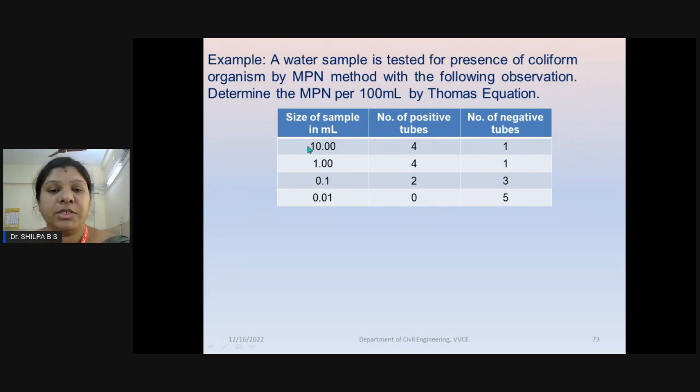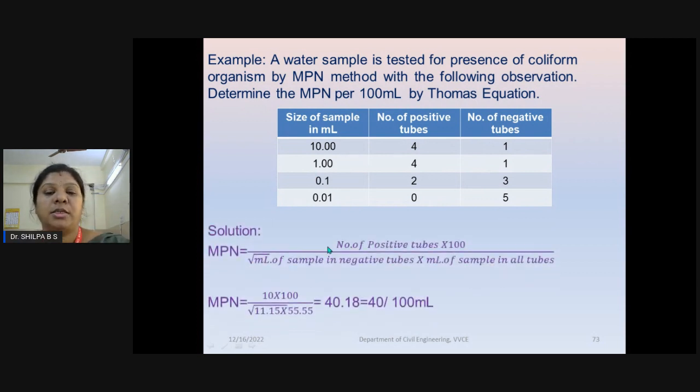The sizes of the sample are these different sizes. They have considered the sample, and these are the number of positive tubes and number of negative tubes. So when we consider this, the number of positive is 4 and the number of negative is 1. So totally they have considered 5 test tubes for each sample size.